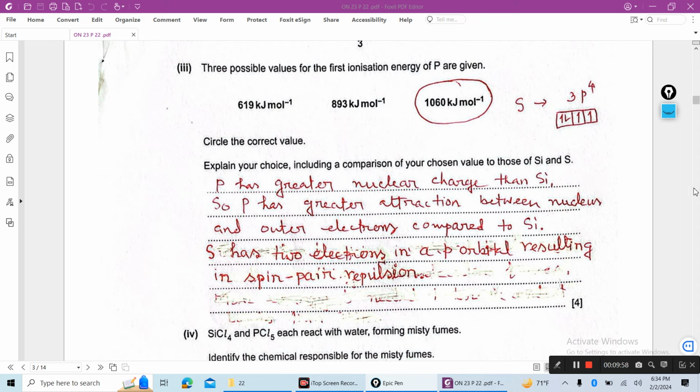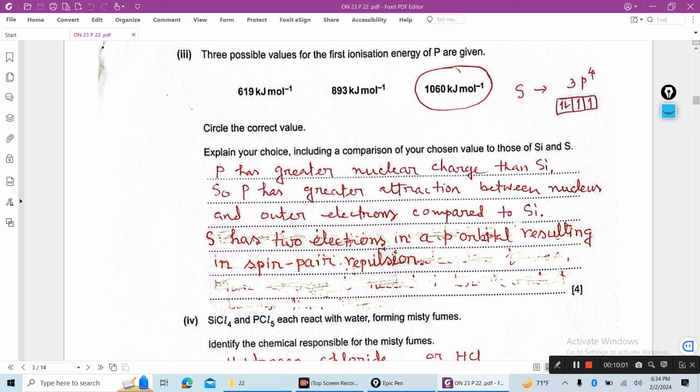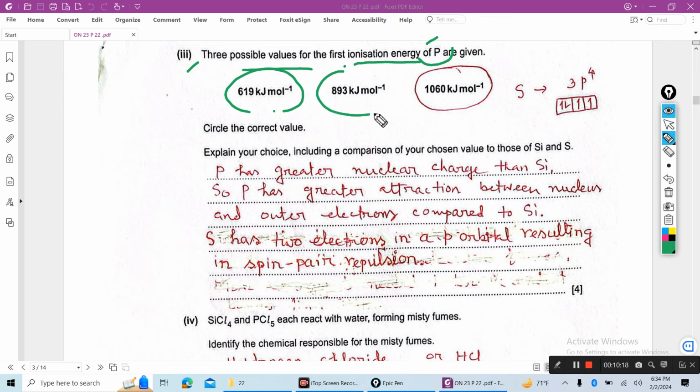Now 3. Three possible values for the first ionization energy of phosphorus are given: 619, 893 kilojoule per mole, 1060 kilojoule per mole. The question is asking you to explain your choice, including a comparison of your chosen value to those of silicon and sulfur.